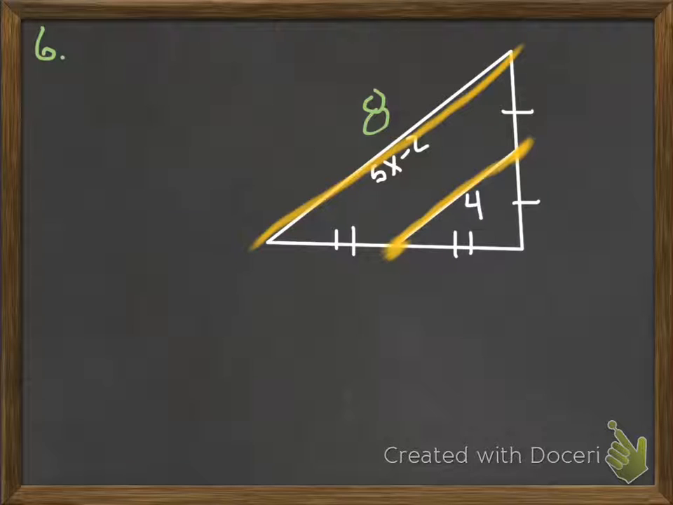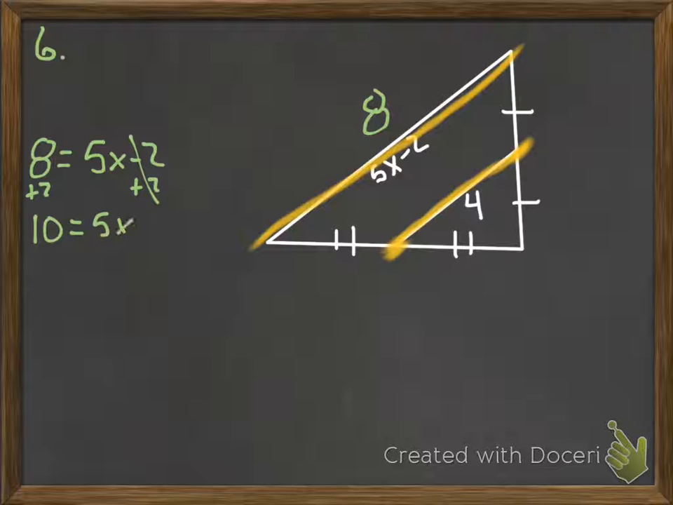So now we know 8 and 5x minus 2 is the same segment, so we need to write an equation that says they are the same. So we will write 8 equals 5x minus 2. That says that those two numbers are the same. Then we'll do our algebra. Add 2 to both sides. We get 10 equals 5x. And divide by 5, and we get x equals 2.